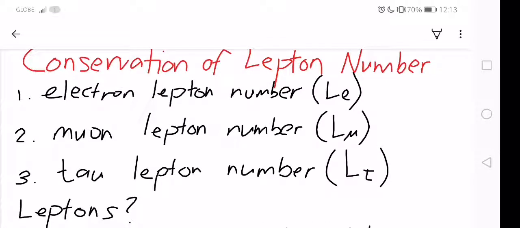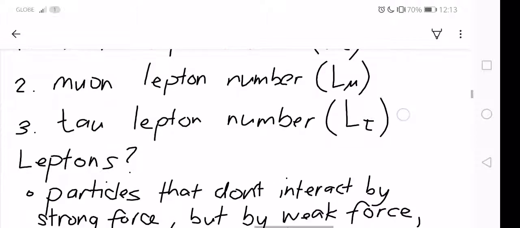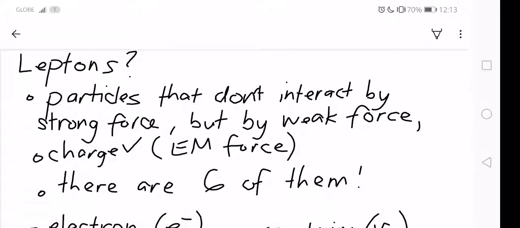So first, let's ask what is a lepton. Leptons are particles that don't interact by the strong force. So they can only interact by the weak nuclear force. And in case the lepton has a charge, it can also interact by the electromagnetic force. That differentiates it from the baryons and the mesons, which interact by the strong force.